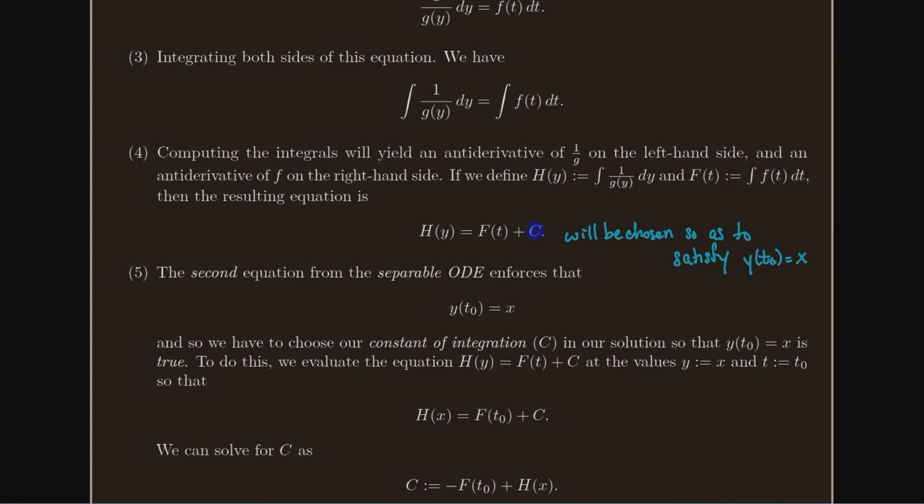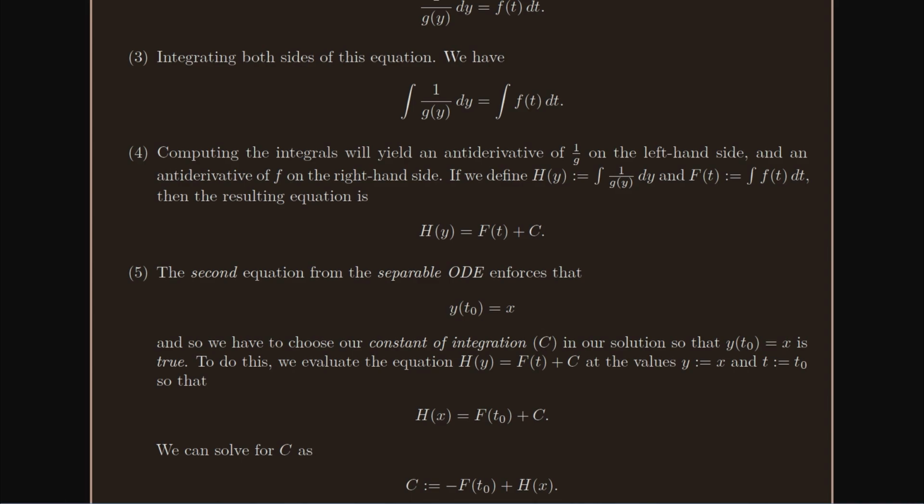Okay, so what do we have to do to make sure you can choose c to make that equation true? Well, that equation says y is equal to x, so we're going to plug an x in for y, and in fact the equation also tells us that t is equal to t0, and so we're going to plug a t0 in for t, and then we're going to solve for c. If you solve for c, what do you get? You get that c is equal to h of x minus f of t0.